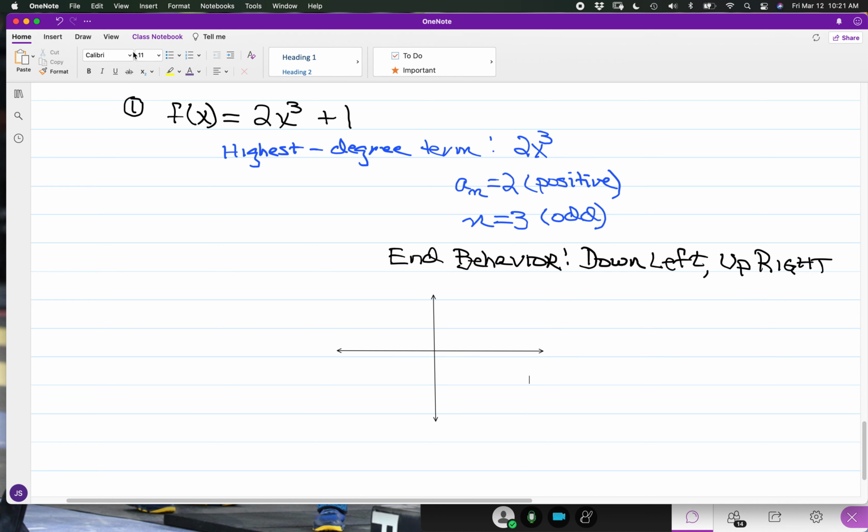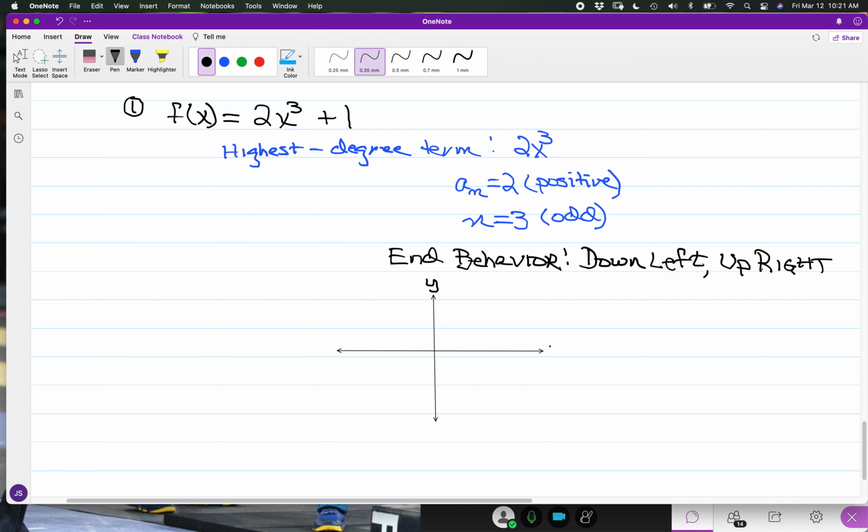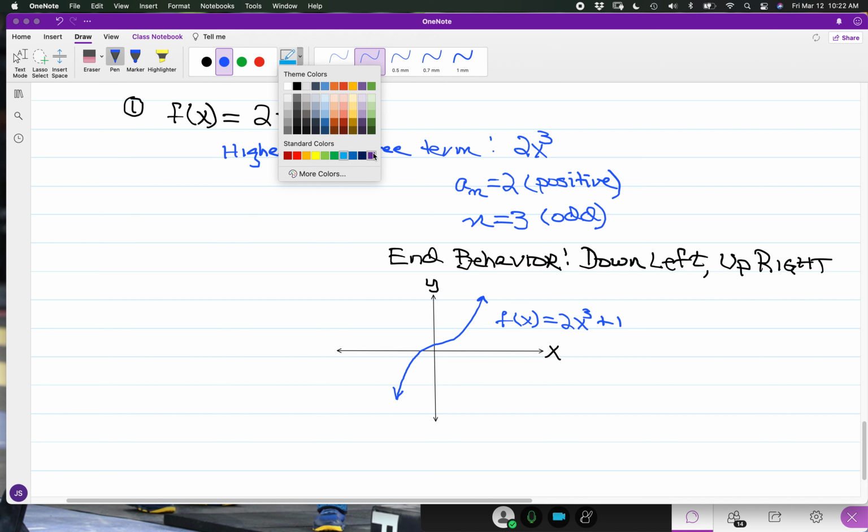Okay. And I'm just going to do a quick sketch on this one. For 2x cubed plus 1, once we get to x at 0, you have the point 0, 1. Again, I'm not drawing this according to scale. We have f of x is equal to 2x cubed plus 1. And again, with the end behavior, you have down to the left and up to the right.